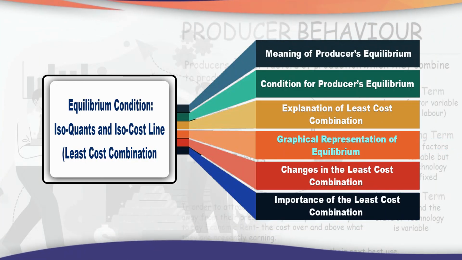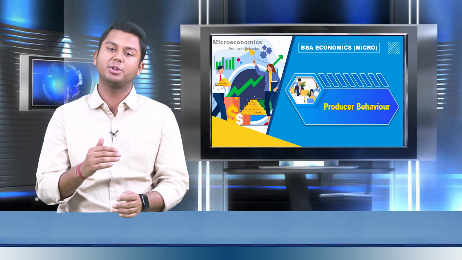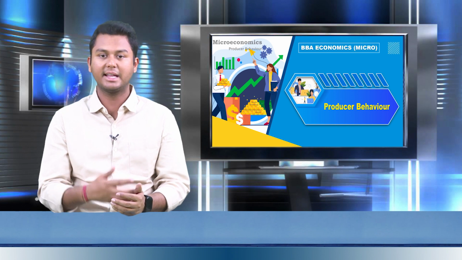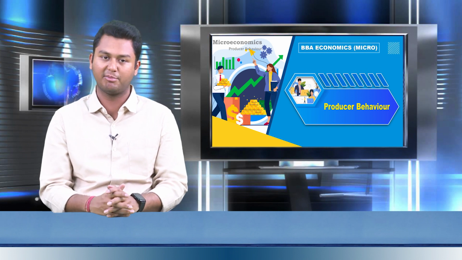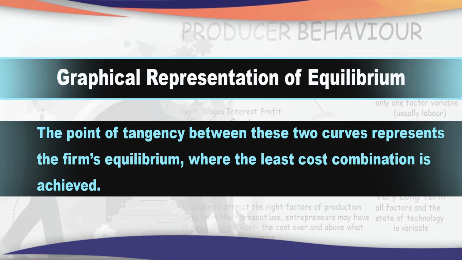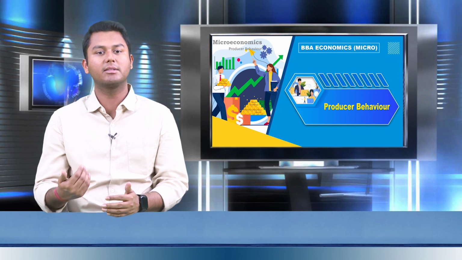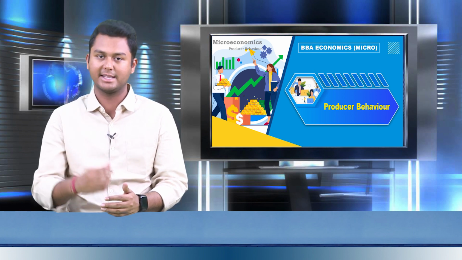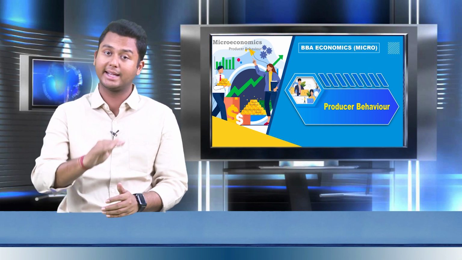Let us understand the graphical representation of equilibrium. The isoquant curve represents all possible combinations of inputs that produce the same level of output. The isocost line represents different combinations of inputs that the firm can afford within a given budget. The point of tangency between the two represents the firm's equilibrium where the least cost combination is achieved. At this point, the slope of the isoquant, MRTS, is equal to the slope of the isocost line, that is the price ratio of both inputs. The firm cannot reduce costs further without lowering the output.